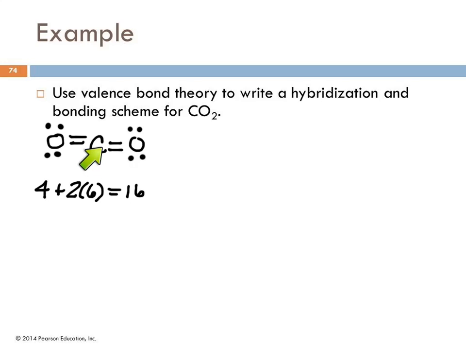How many electron groups around the central carbon? 2. 2 electron groups. What geometry will that have? Linear. That's a linear electron geometry. So we've got 2 groups. When we hybridize orbitals, how many hybrid orbitals do we need? To get 2 groups, we need 2 hybrid orbitals, right? So it's going to be sp hybridization.